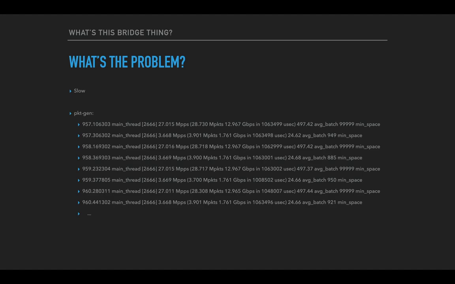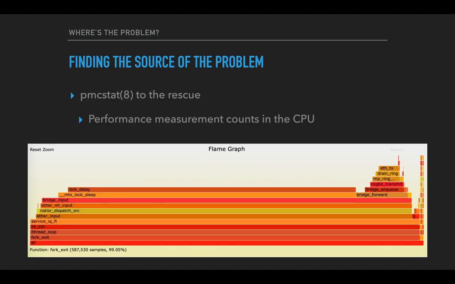So now that we know that there's a problem, it would be useful to figure out where the problem is, because if we want to fix it, we should know where the problem is. How do we figure that out? Well, it turns out FreeBSD has another wonderful tool called PMC Stat. PMC Stat exposes hardware performance counters that live in the CPU and let you retrieve interesting information like, which functions did we spend all of our time in?